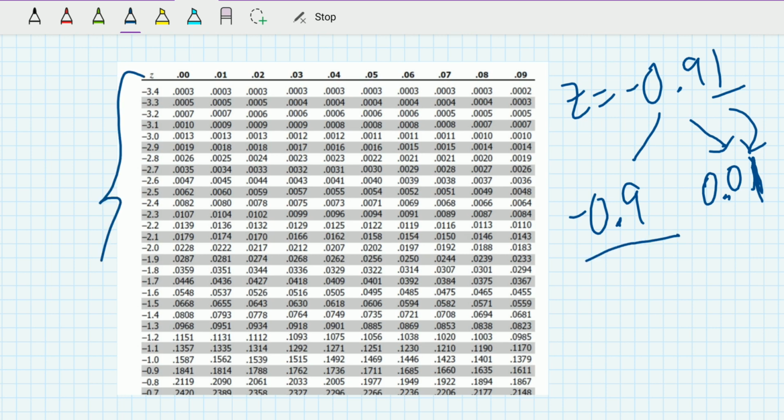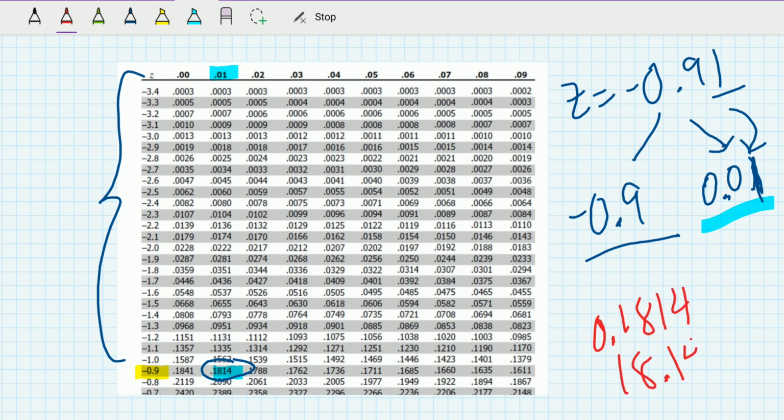Negative 0.9 you would find on this side, and so we find that negative 0.9 is right there. And then to find the 0.01, we would just find it up here on top, which is this one. And then all we have to do now is look at where they intersect. And they intersect right there at 0.1814. Okay, so let me write that down before I forget. So it's going to be 0.1814, which, if I change it into a percent, I just have to move the decimal place over twice. So it'd be 18.14%.